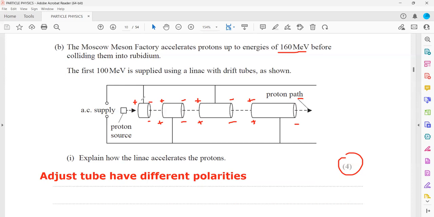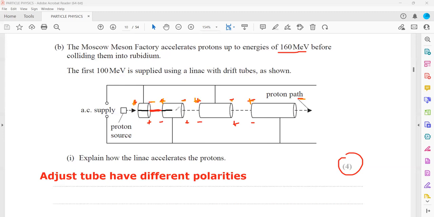So when the proton is moving within the tube, it's not accelerating. But the same moment when it comes out, it will experience the opposite polarity. Like when it is inside, say this one is positive, negative, positive, negative. The moment the proton comes out, the polarity will change, then it will be positive, negative, positive, negative. So the proton will accelerate between the tubes.